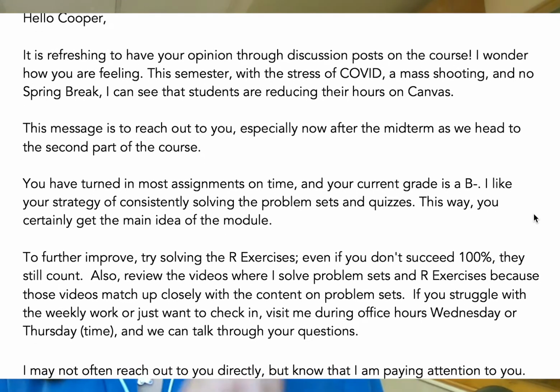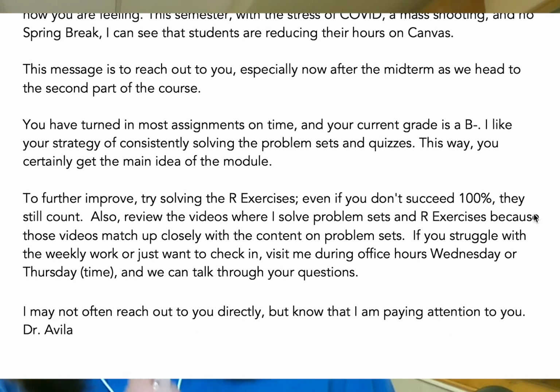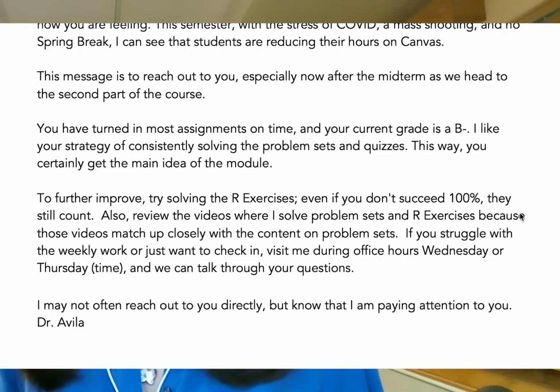I like your strategy of consistently solving the problem sets and quizzes. This way you certainly may get the main idea of the module. To further improve, try solving your exercises. Even if you don't succeed 100%, they still count. Also review the videos where I solve problem sets and our exercises. If you struggle with the work or you just want to check in, visit me during office hours. I may not often reach out to you directly, but know that I am paying attention to you.